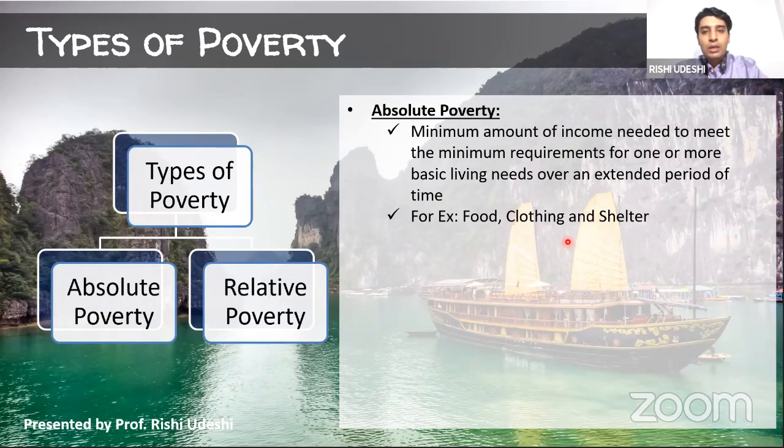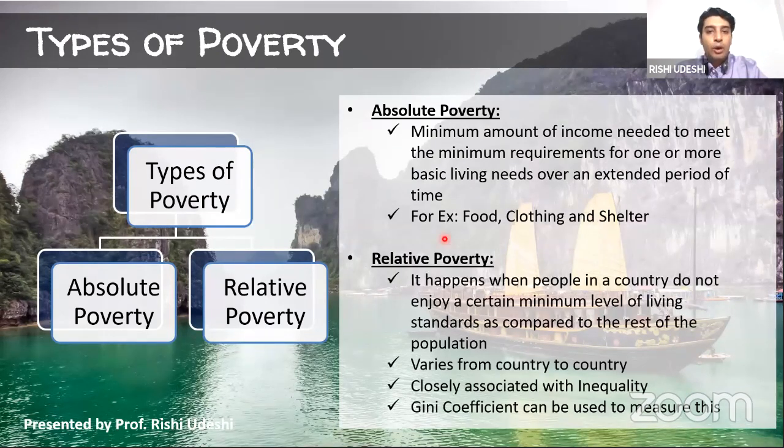Next term may be relative poverty. Relative poverty matlab kya? It happens when people in a country do not enjoy a certain minimum level of living standards as compared to, now this is something which is to be highlighted here, as compared to the rest of the population. Fine. As compared to the rest of the population.